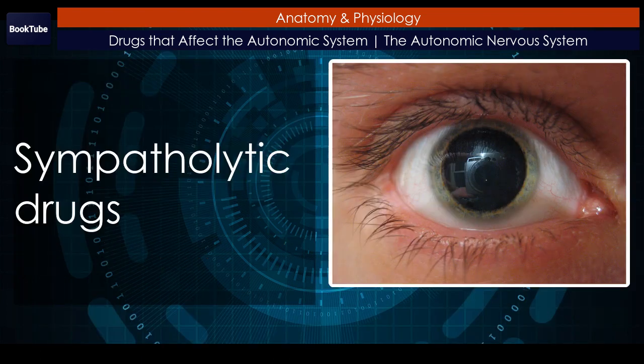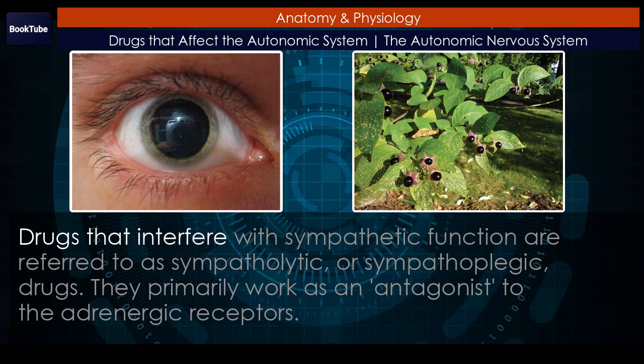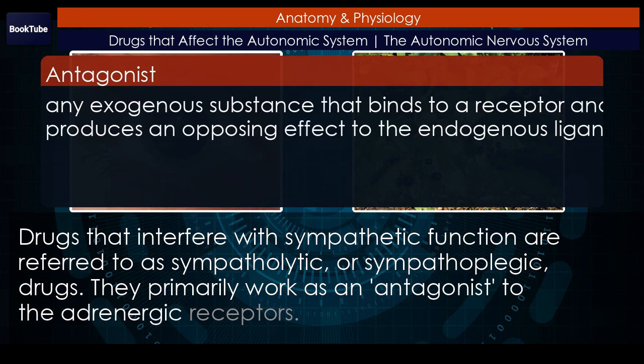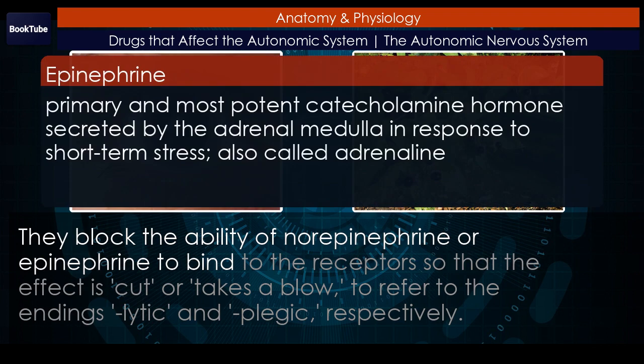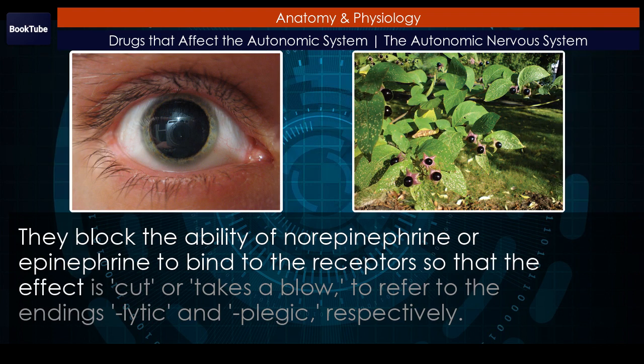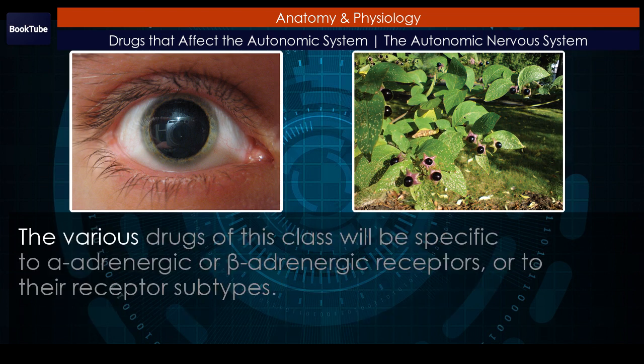Sympatholytic drugs. Drugs that interfere with sympathetic function are referred to as sympatholytic or sympathoplegic drugs. They primarily work as an antagonist to the adrenergic receptors. They block the ability of norepinephrine or epinephrine to bind to the receptors so that the effect is cut, or takes a blow, to refer to the endings lytic and plegic, respectively. The various drugs of this class will be specific to alpha-adrenergic or beta-adrenergic receptors, or to their receptor subtypes.